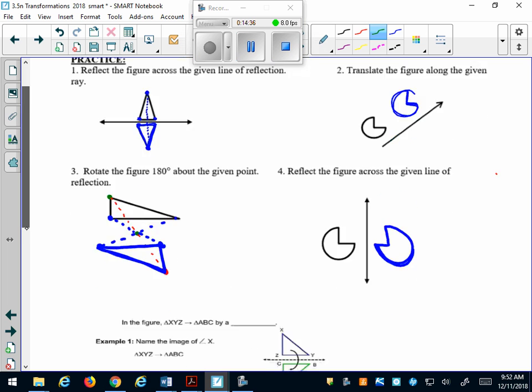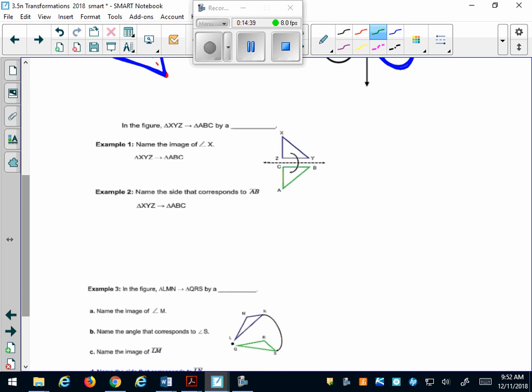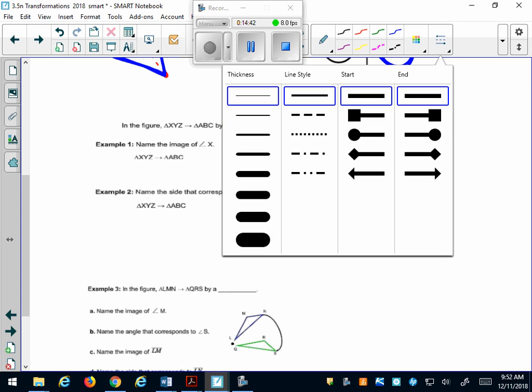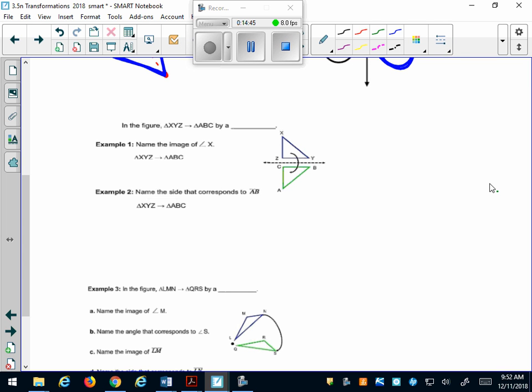Okay, so these exercises down here, in the first one, figure XYZ maps onto, remember that terminology, triangle ABC. Notice that the order in which they list these letters naming these triangles is specific to what corresponds with what. In other words, if they write XYZ maps onto ABC, you know X maps onto A, and Y maps onto B, and Z maps onto C. They do it in that specific order.